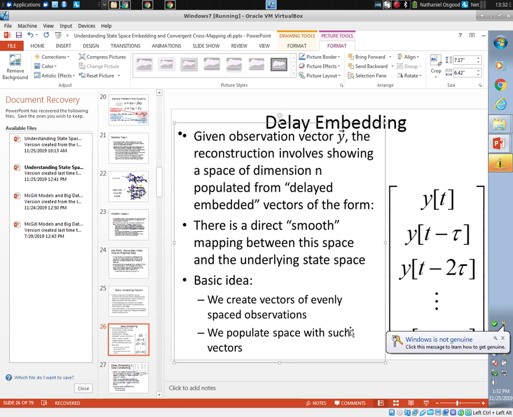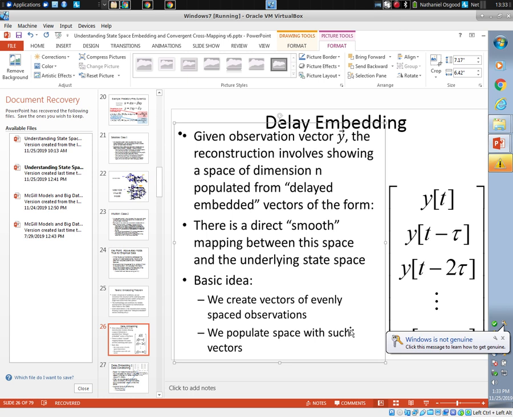So this is the reconstructed, we're going to call it, state space of the system, and it's going to be of dimension e. Okay? We're going to be reconstructing points in that state space. For a given time, we're going to get this vector, and that is going to be one point in this state space. And for each t, we're going to get a different vector within the state space, right?